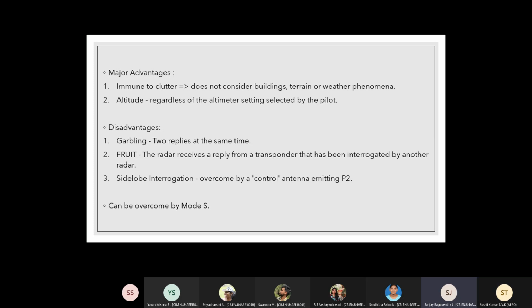So we saw that side lobe interrogation is overcome by a control antenna. But what about the former two disadvantages, garbling and fruiting? So this is overcome by using Mode S transmission.